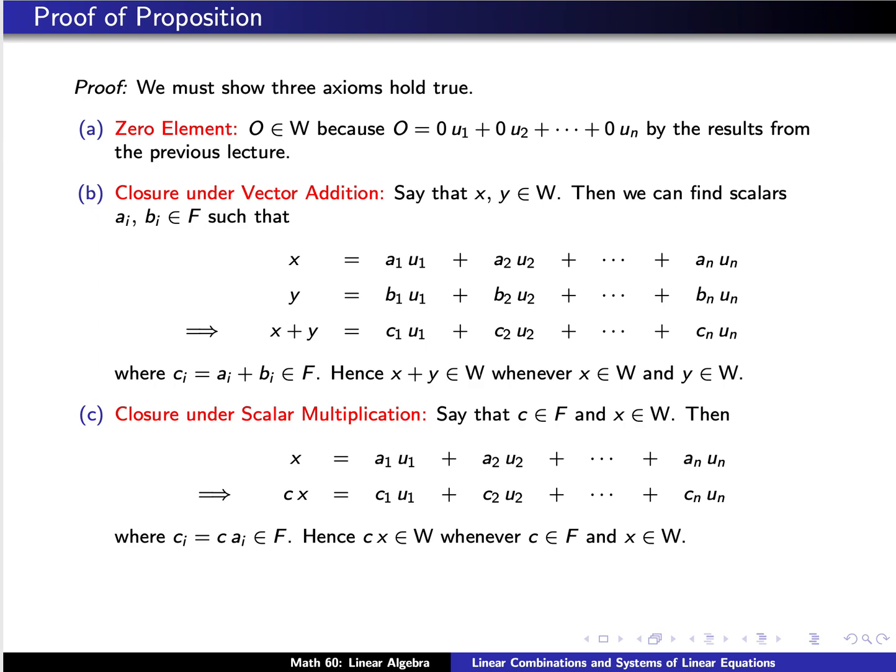A very similar argument holds when we consider closure under scalar multiplication. So this does indeed show that W is a subspace of V. So in particular, this gives us a way to write down lots and lots of examples of subspaces.